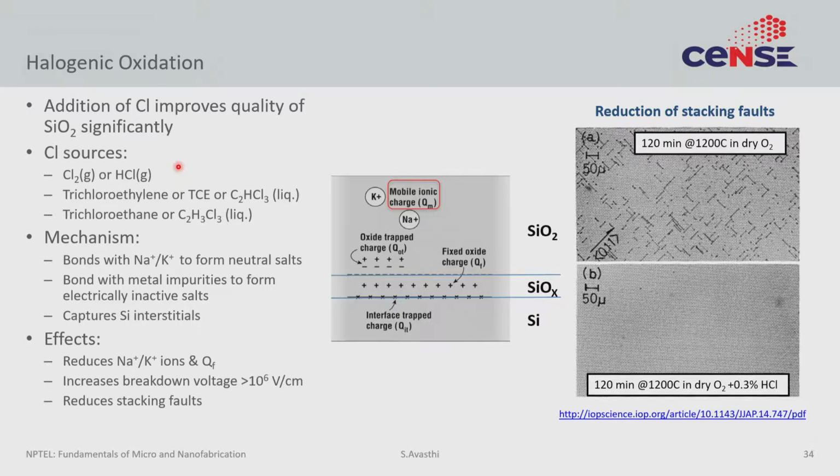quality gate oxides. If you do not like these two gases for safety or corrosion reasons, you can actually also use trichloroethylene, which is a liquid, or trichloroethane, which is also a liquid. So, these are liquid sources of chlorine.